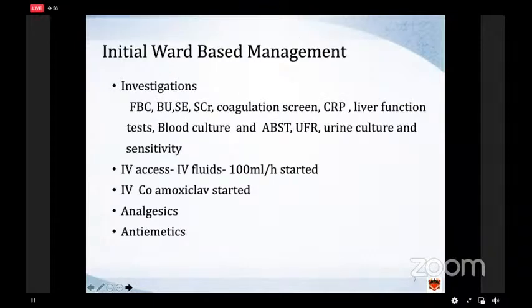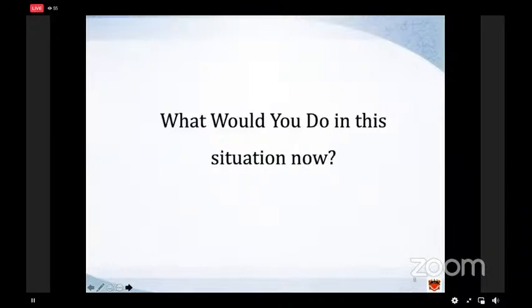So as the house officer, we all do this management. You feel that this patient is not doing well, so we tend to send all the investigations. Likewise, the house officer who was there has sent all the basic investigations, including full blood count, renal functions, liver functions, especially blood cultures and ABST. And then he has put in an IV access, started fluids, started antibiotics, and since he is in pain, started analgesics and antiemetics.